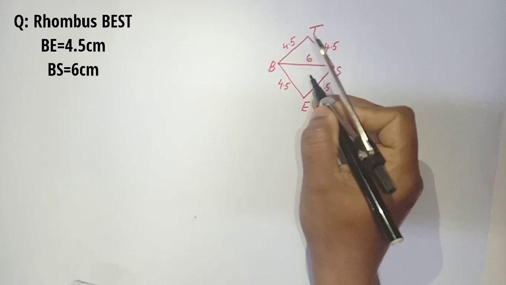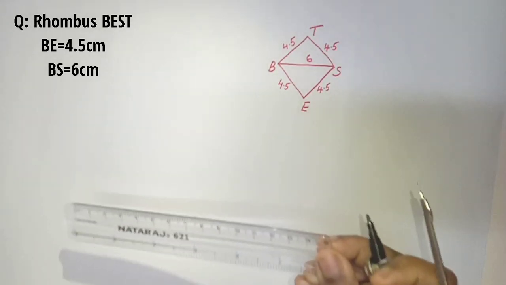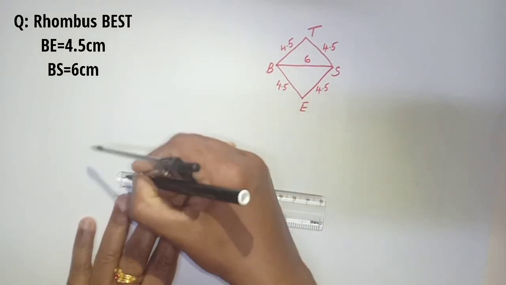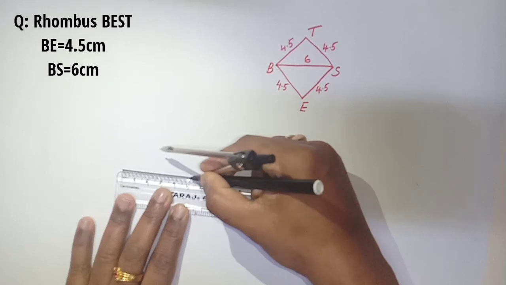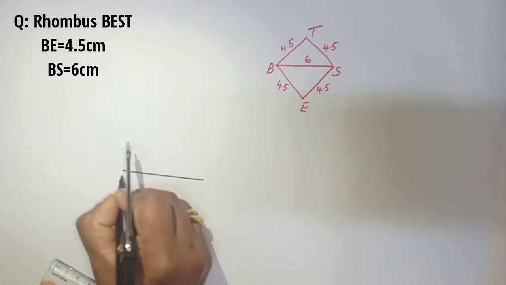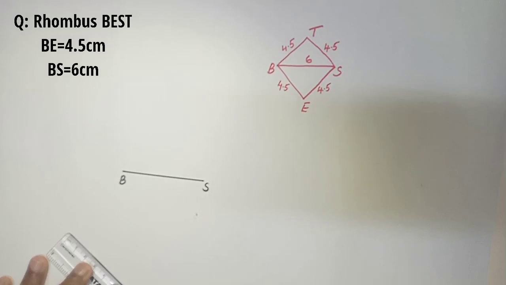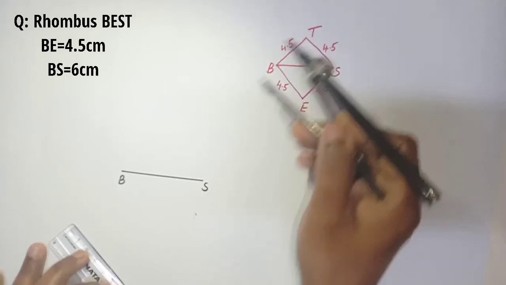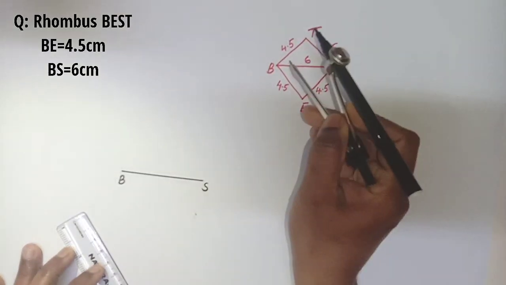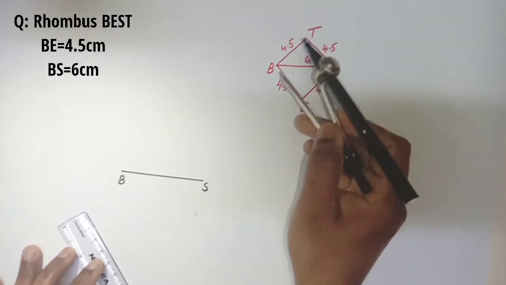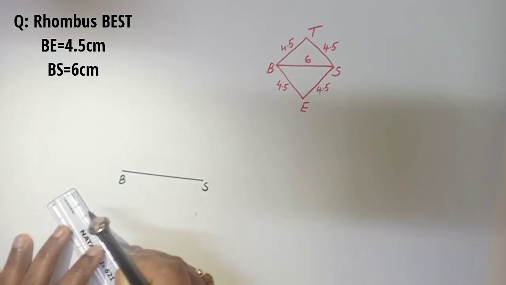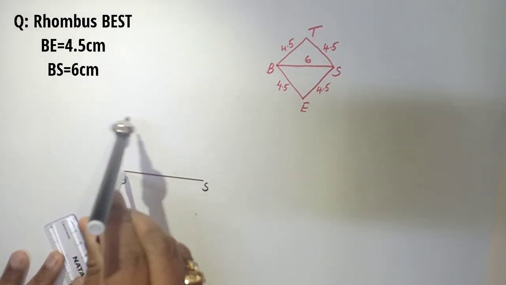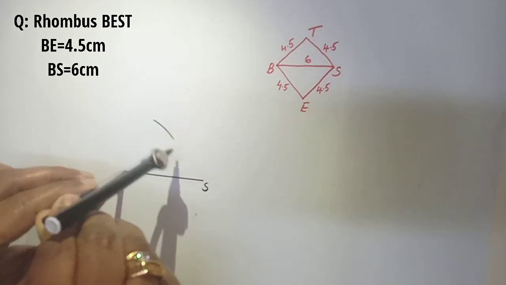The diagonals are also perpendicular to one another. First we can draw diagonal BS, 6 centimeter length. Mark B and S. Then with center B, we can draw an arc with 4.5 centimeter radius, because T is 4.5 centimeter away from B. So take 4.5 centimeter in the scale. With center B, draw an arc up and down also.